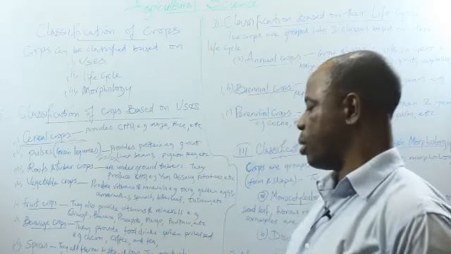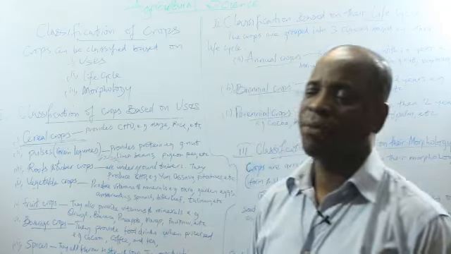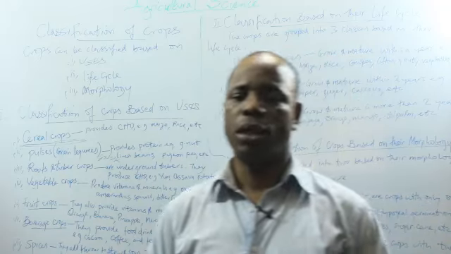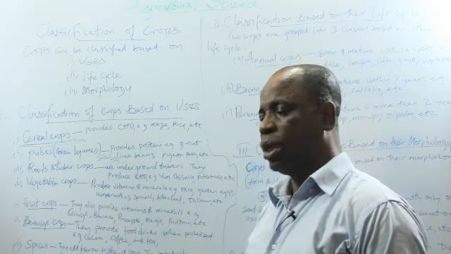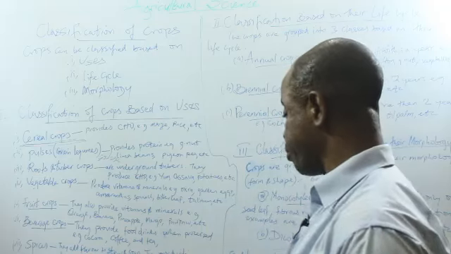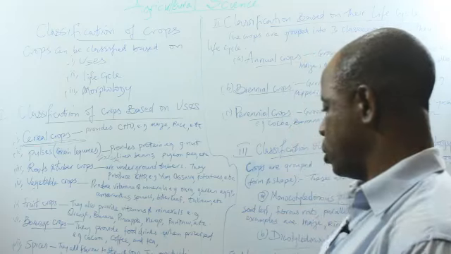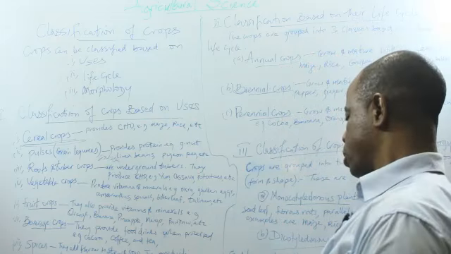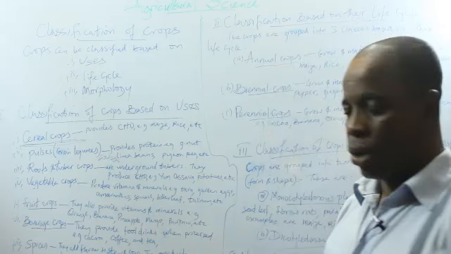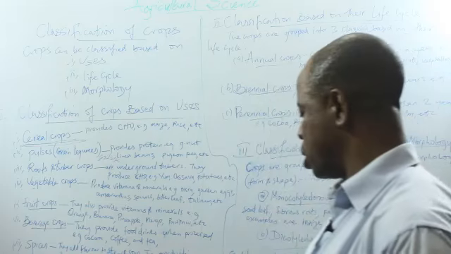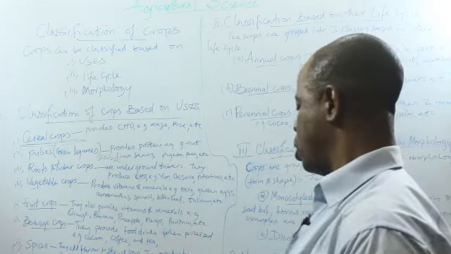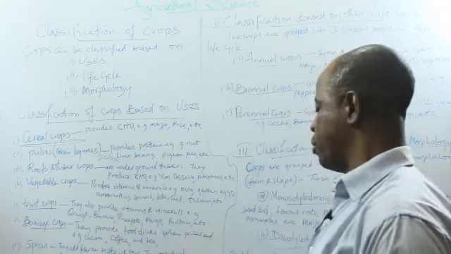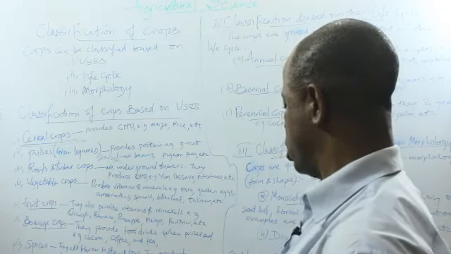Then we have the oil crops. The oil crops are crops that provide us with oil, either for domestic uses or for industrial purposes. This oil can be processed in different forms, maybe to make drinks, body creams, soap, and vegetable oil, etc. Examples include oil palm, groundnut, melon, coconut, soybean, and cotton. All these crops can be pressed and processed to extract oil for domestic or industrial uses.